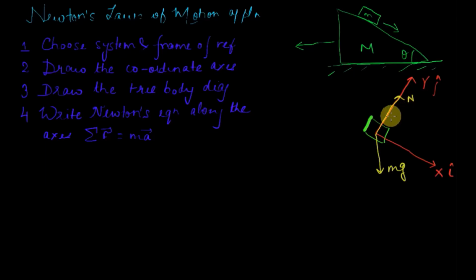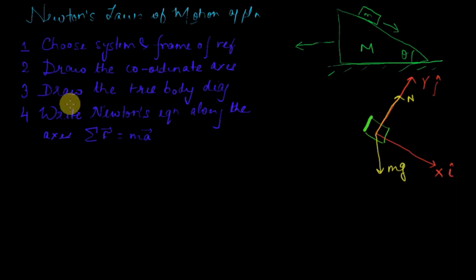Whenever two surfaces or two objects are in contact, each object, by Newton's third law, will exert a force on the other object, and the direction of the force will be perpendicular to the surface at which both the objects are in contact. That force is called normal reaction. Why normal? Because it is perpendicular to the surface at which both the objects are in contact.